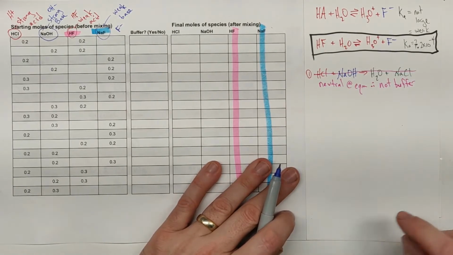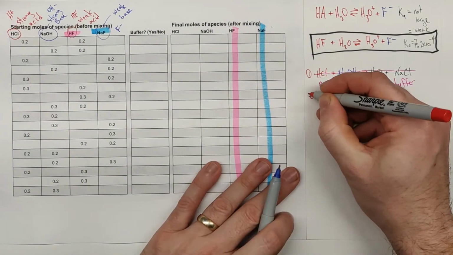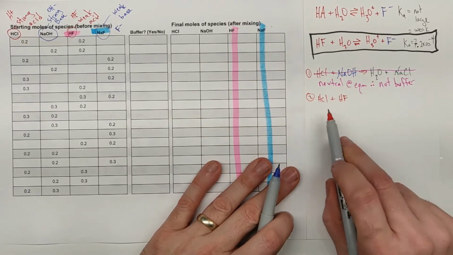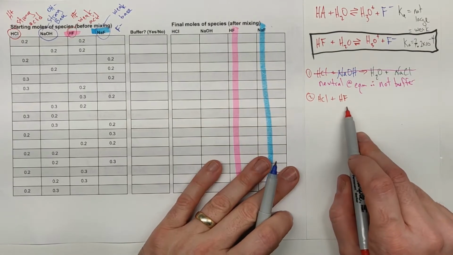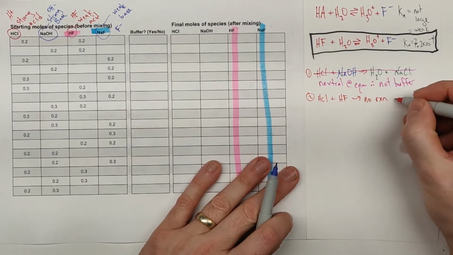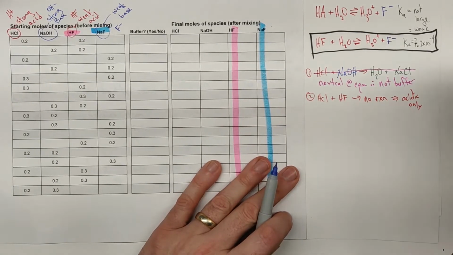Alright, so what is our next option? It would be the HCl and the HF. And HCl is an acid and HF is an acid, and so when you mix them there's no reaction. In fact, we get an acidic solution, and so that's not a buffer. Alright, I'm going to cross that one out.